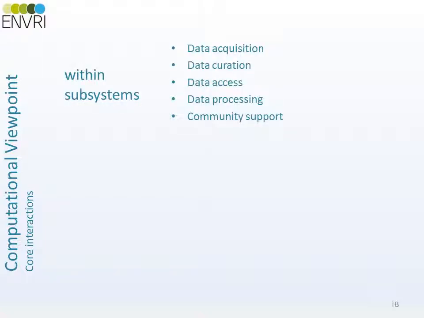Each of the 5 subsystems of the model prescribes a number of computational objects with its interfaces that should be present in an environmental research infrastructure. Particular attention is paid to interactions between subsystems, as many critical functions intercede in the movement of data from one subsystem to another.